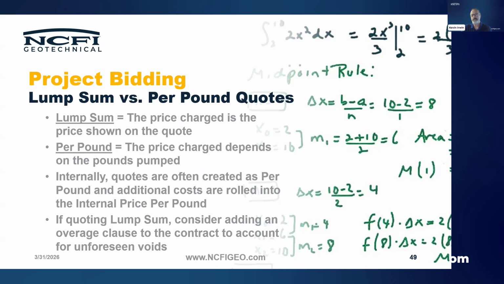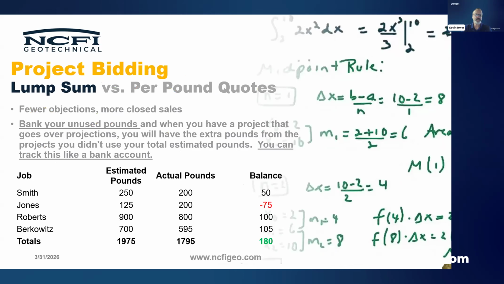We recommend doing lump sum versus per pound quotes. There's a lot that goes into that. We recommend banking unused pounds sometimes, so that you don't have to charge people overages if that's the case. So lump sum is definitely a better way to bid it than per pound.